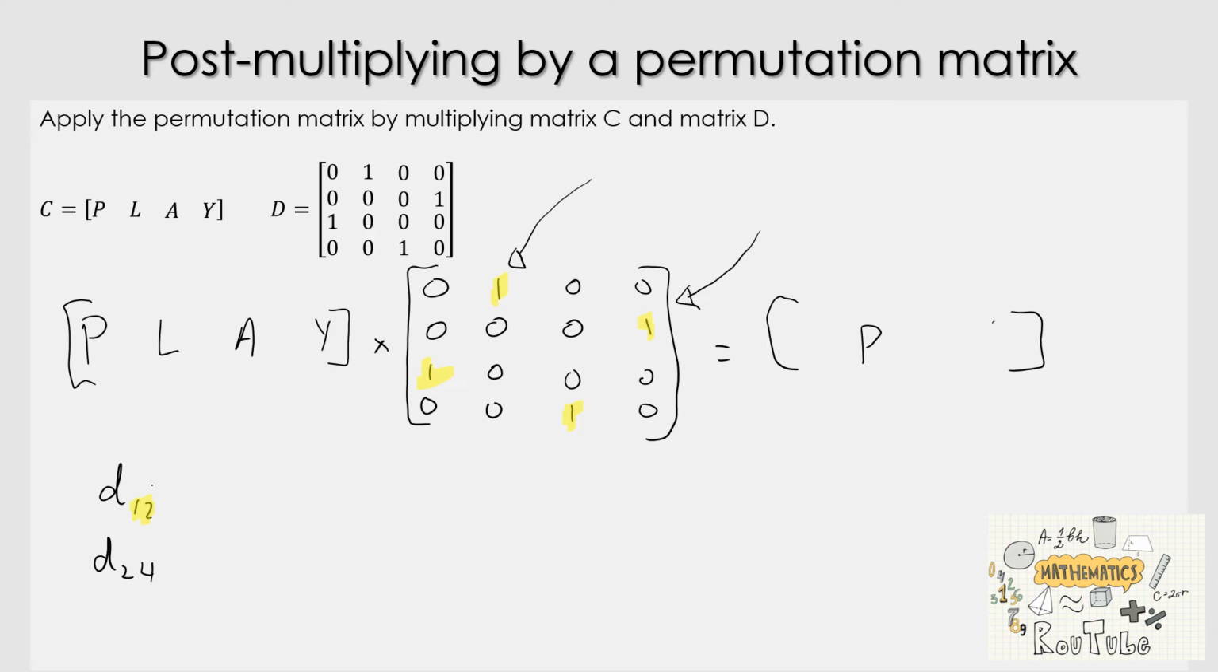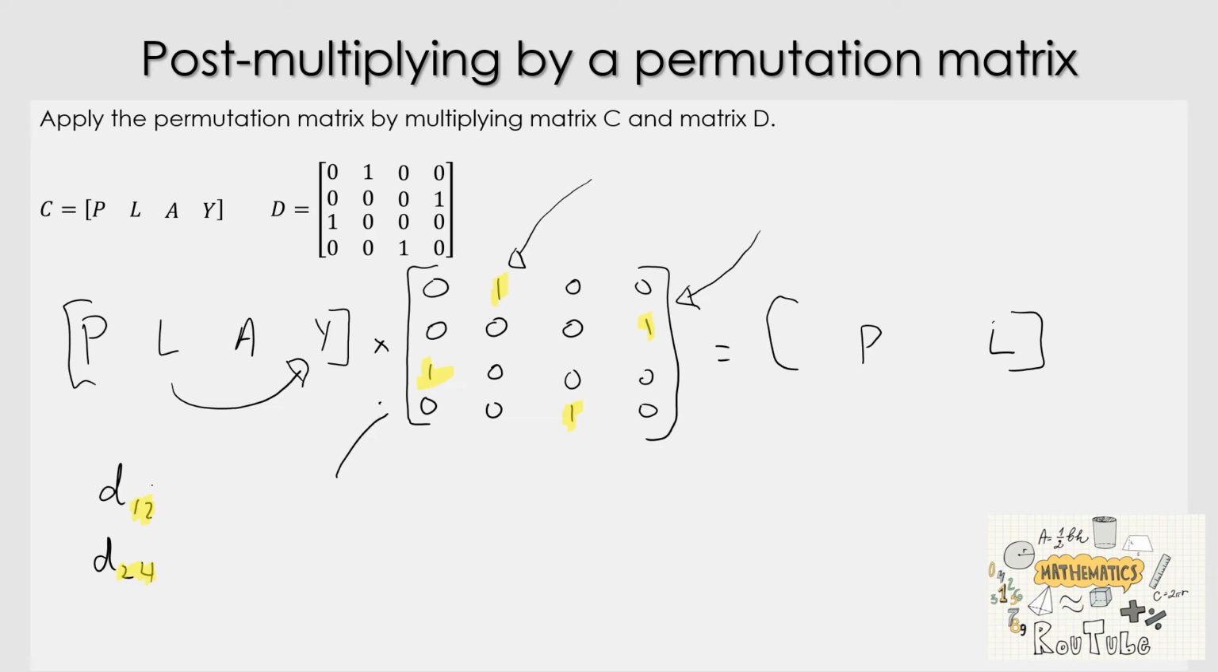Okay, what was in the second position? Whatever was in the second column is going to now move to the 4th column. What was in our second column was L, and it's now going to move to the 4th column and take the place of Y. So in our answer, L is going to be in column 4. And then we do the same thing for the other ones in the permutation matrix.